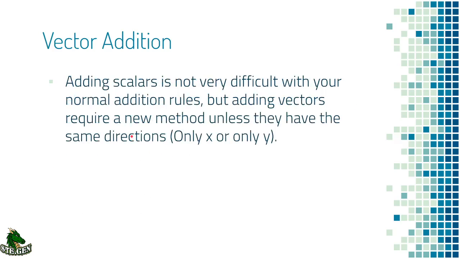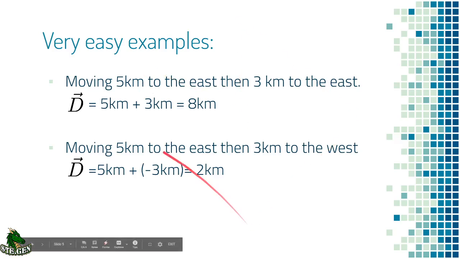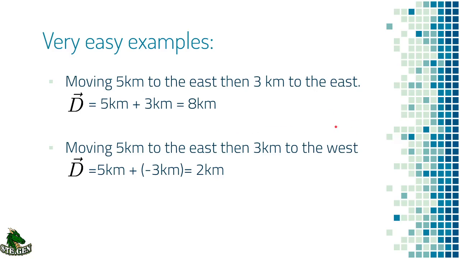So if you're doing scalar addition, it's not very difficult. You just have to add the numbers together. But adding vectors requires a new method unless they happen to have the same direction, like if they're only in the x direction or only in the y direction. So very easy examples would be you move 5 kilometers to the east and then 3 kilometers to the east. So if we think north, east, south, west, so 5 to the east, 3 to the east, we just add them together. 5 plus 3 is 8 kilometers. Again, it doesn't specifically list a direction, but the fact that it's positive is telling you it's to the right.